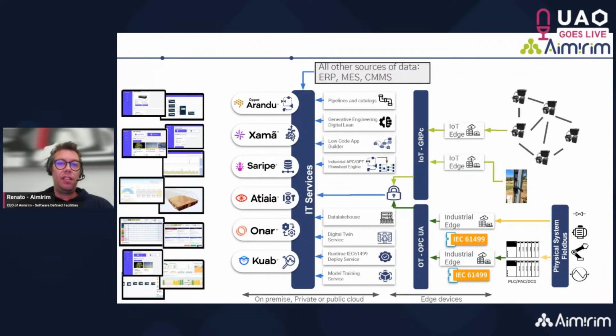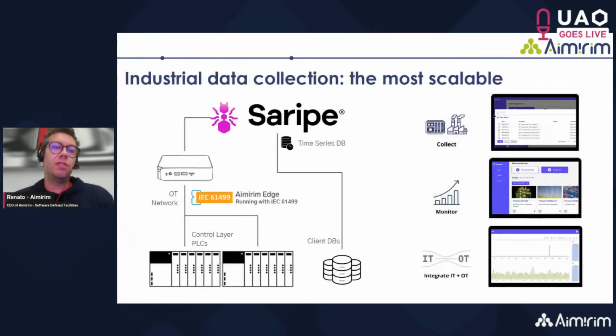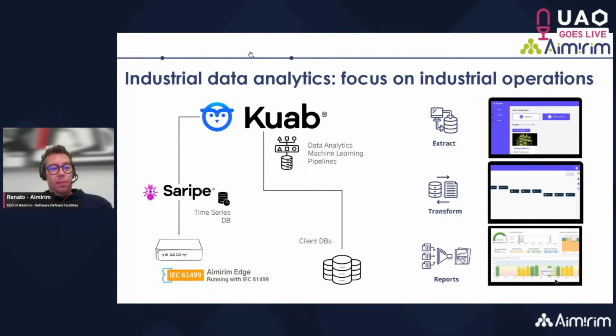As you can see here in the architecture, you can also collect all other sources of data, such as the data from the ERP, the MES, the CMMS, because further you're gonna need this data to take your decisions. So based on the data collected with Saripe, using the 61499, then you have the possibility to make data analytics for industries. So it's different when we say about doing data analytics for any kind of data than doing data analytics for industrial operations. So Quab is a software specifically to do data analytics to industrial operations.